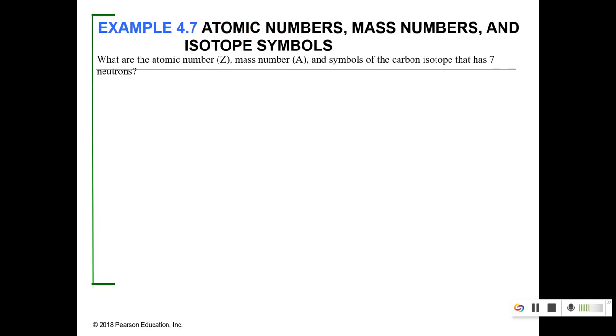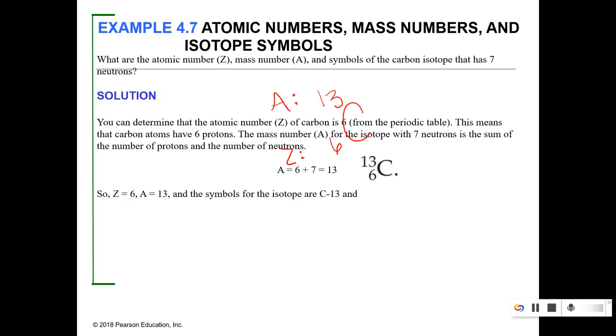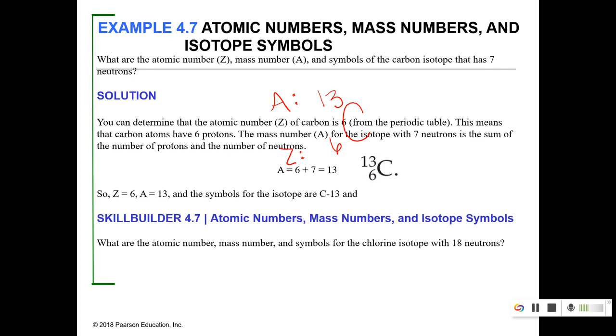Okay, so we're looking for a carbon isotope, so we know that carbon has 6 protons, 7 neutrons. The mass number would be 13. So I'm going to write A, Z, and then there's our symbol for carbon. Okay, atomic number, mass number, and symbol for chlorine. So chlorine is element 17. If it has 18 neutrons, I just add those together to get my mass number.